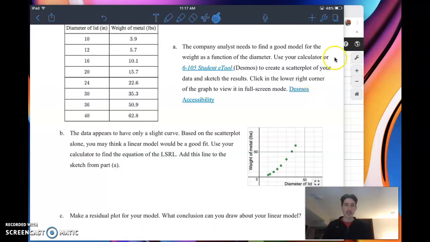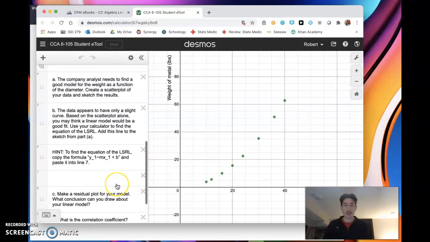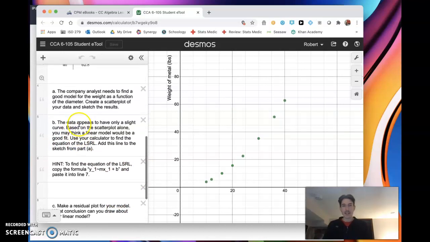Part of my goal today is to remind you of how we can do that using the software offered by Desmos. Okay, so here we go. When I click on the e-tool, I see, of course, A and B exactly as I read them. There is a hint in here from the folks at Desmos about how to get that LSRL programmed in there, and it's actually really easy.